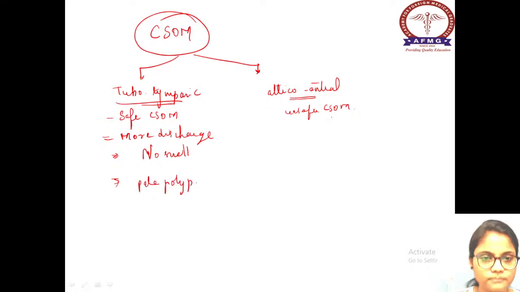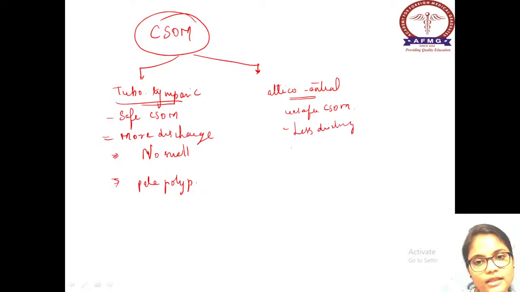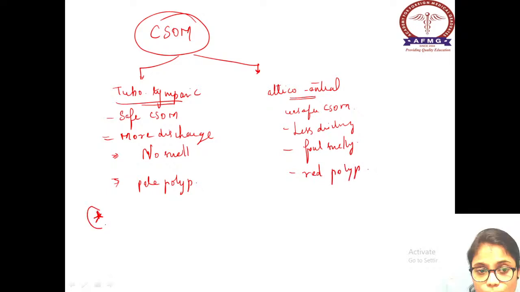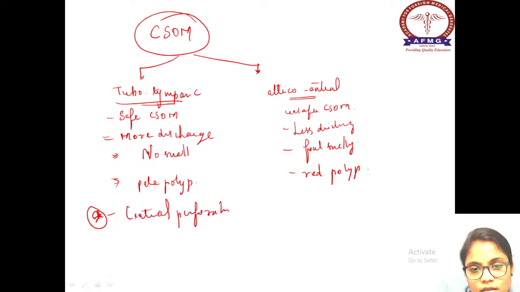And if you see in atticoantral, unsafe CSOM, the discharge will be less, but it will be foul smelling. And one more thing you have to remember is the polyp is red in nature. Red polyp will be there. So very important. And one more important feature over here is they have central perforation in safe CSOM. Here there will be marginal or peripheral perforations.